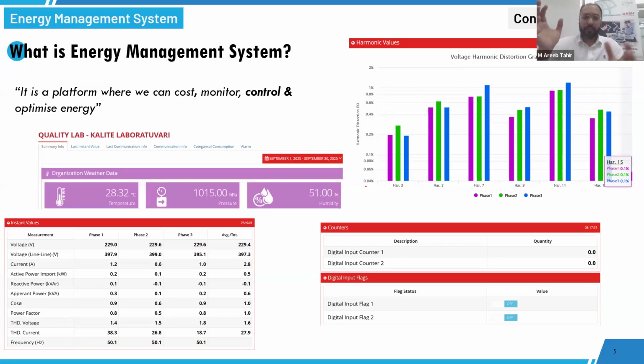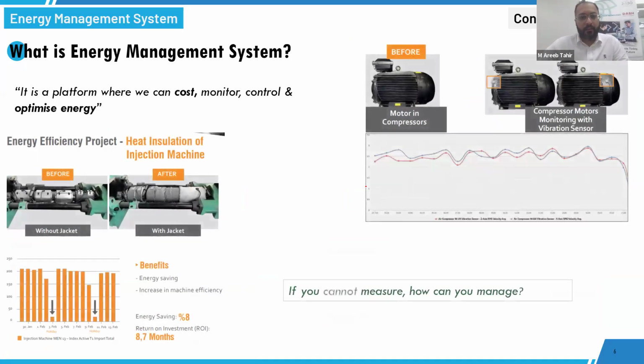And what else? It can do the control also. So if you have certain outputs or certain inputs which you want to have as feedback, or you want to give a signal, that's also possible through the EMS system. And you can optimize the energy. Now the key question is, if you cannot measure, how can you manage? If you have the measurement, which tells you what the energy was previously and what it is afterwards, after some improvement, that's where you can know how much you managed.